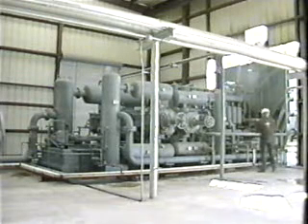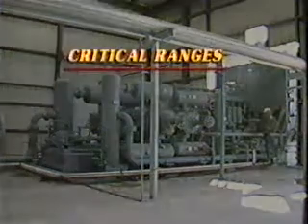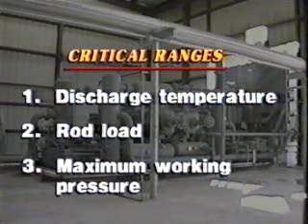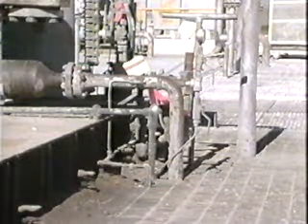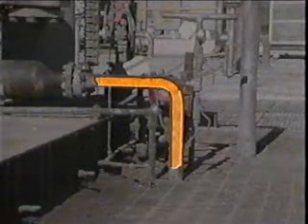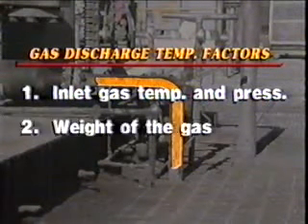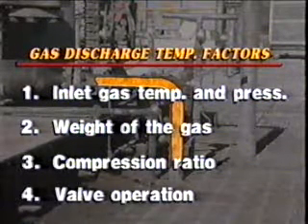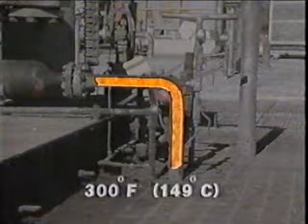A reciprocating compressor, like any equipment, is designed to be operated within specified ranges. Three critical areas are discharge temperature, rod load, and maximum working pressure. Manufacturers determine the proper discharge temperature of a compressor. Gas discharge temperature is affected by many things, including inlet gas temperature and pressure, the weight of the gas, compression ratio, and valve operation. The gas discharge temperature is normally not above 300 degrees Fahrenheit.